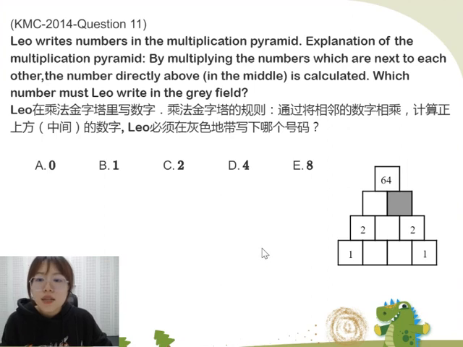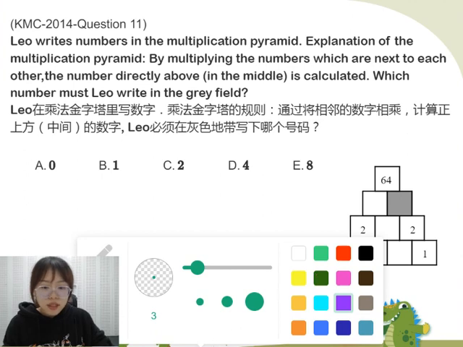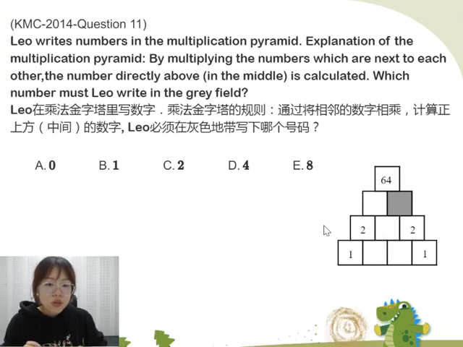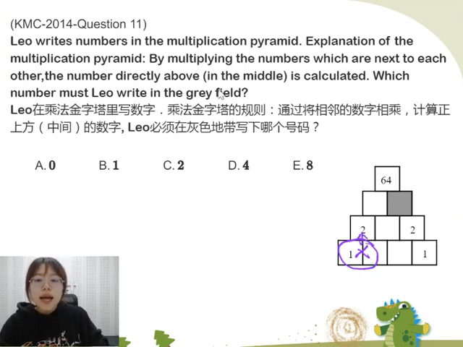Leo writes numbers in the multiplication pyramid. The explanation of the multiplication pyramid is that by multiplying the numbers which are next to each other, the number directly above is calculated. For example, these two numbers are next to each other, and when we multiply these two numbers together, we get the number above, which is this 2. Which number must Leo write in the gray field?